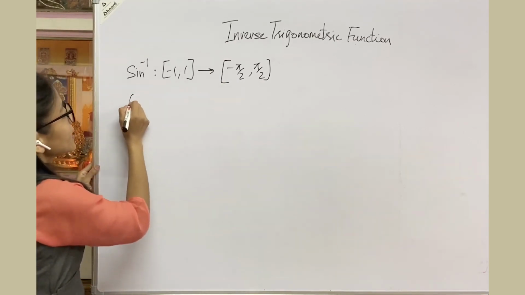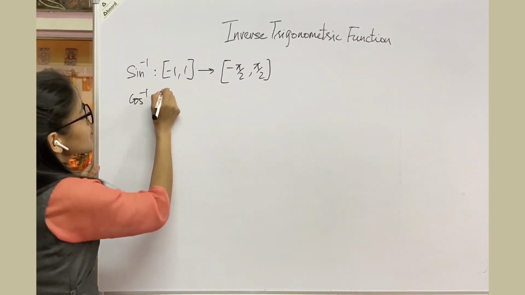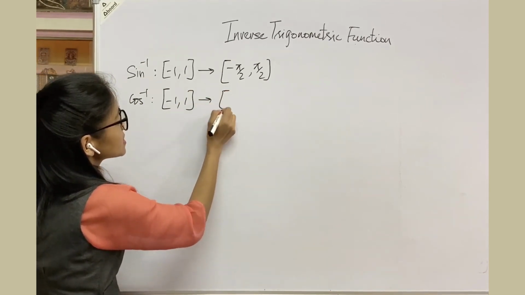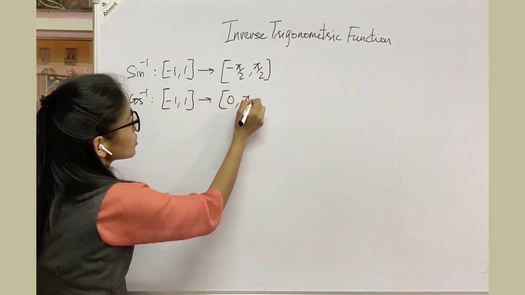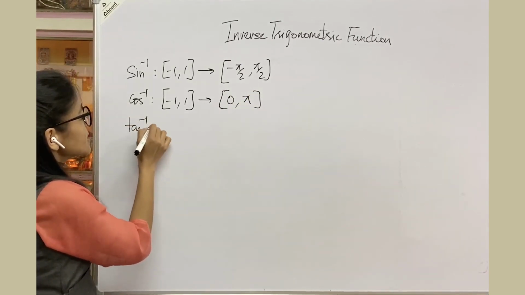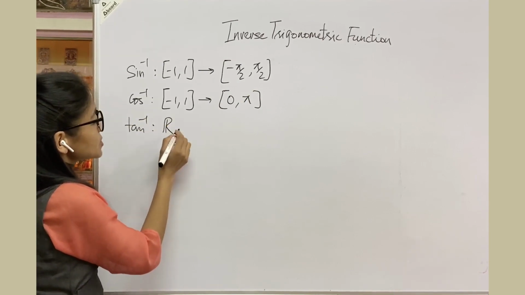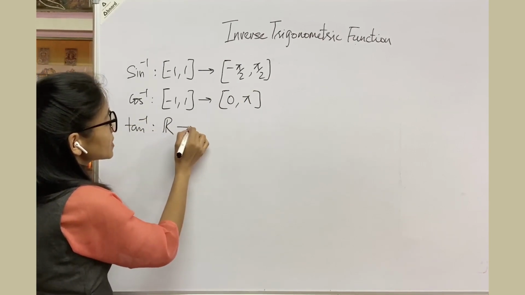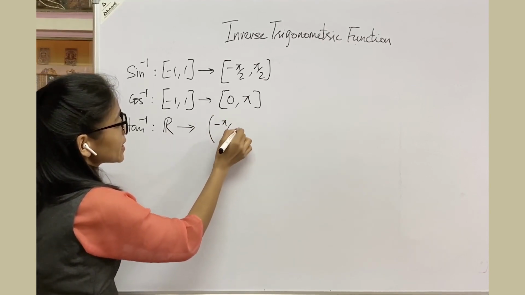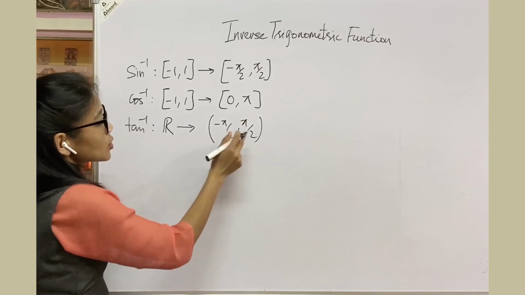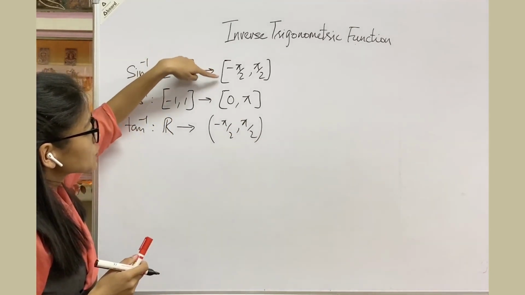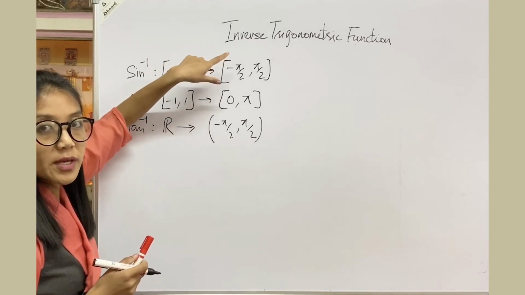Then we have cos inverse. Its domain is the same, closed interval -1 to 1, and its range, or the principal branch, is the closed interval 0 to π. Then we have tan inverse, whose domain is the set of all real numbers, and its principal branch is the open interval -π/2 to positive π/2. Now here we have two separate brackets, so you have to be careful with the brackets.